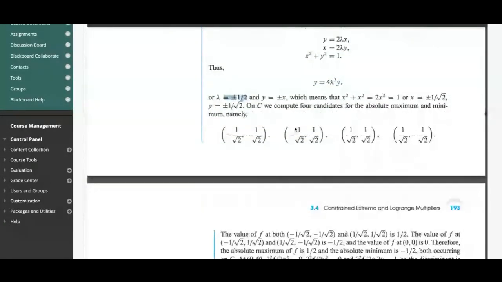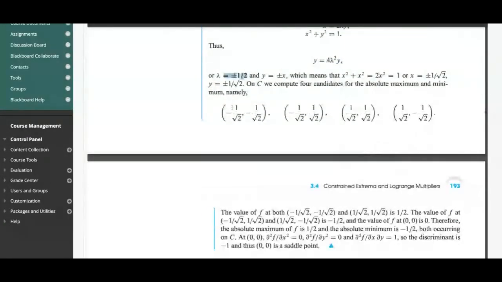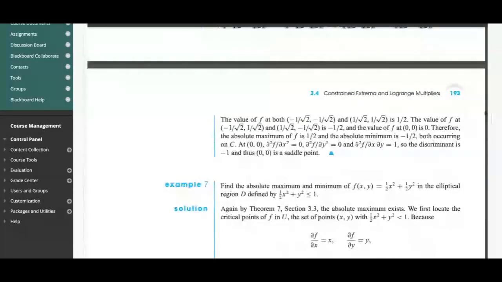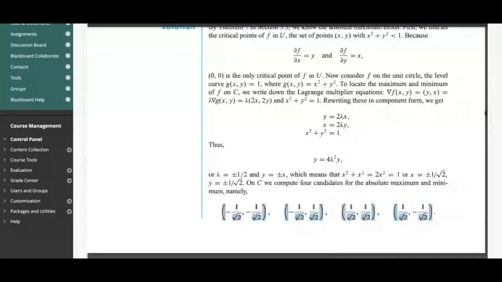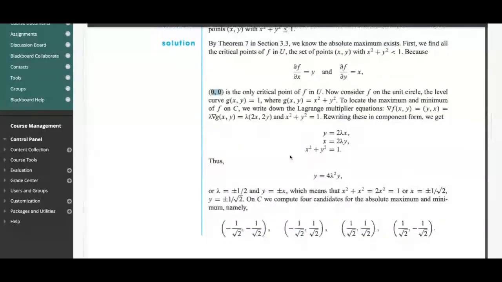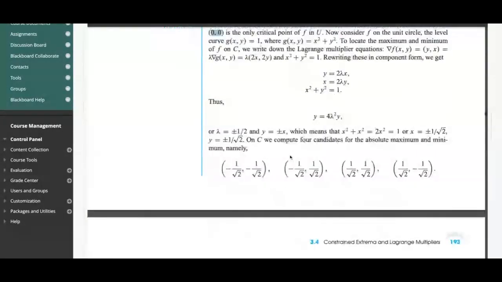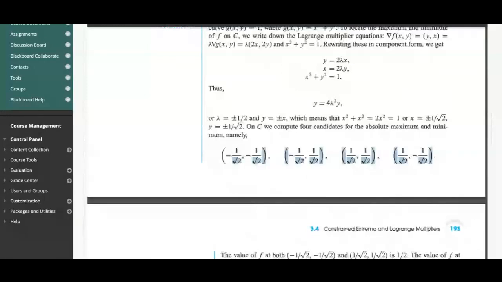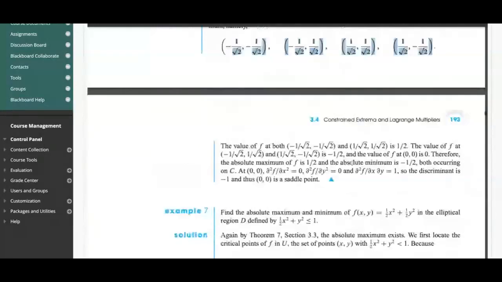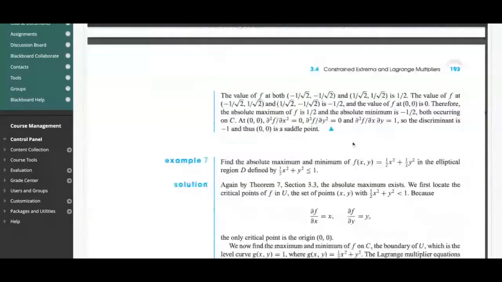Right? So we get 4 critical points. Then we can calculate the function value at these 4 plus this one, right? So this one is a critical point on the open set. These 4 are critical points of f restricted to G. Then we'll compare the values.